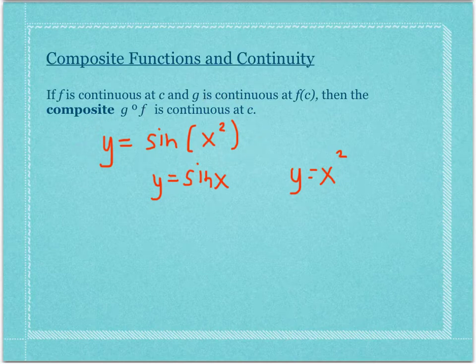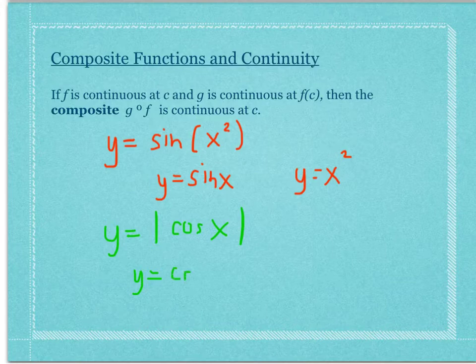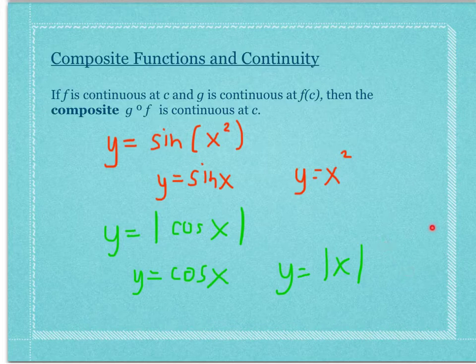One other quick example of this, let's say I had y equals the absolute value of the cosine of x. Again, if we look at the individual pieces of that, one of them is y equals the cosine of x, the other is y equals the absolute value of x. We see that these are both continuous functions. Cosine of x is continuous, absolute value of x is continuous. That's just our v-shaped graph. So when we put those together with a composite, the result is also continuous.